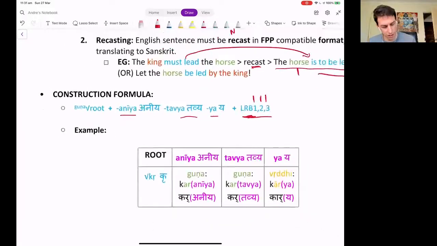So the only difference is you just put a guna of the root. If there's a vowel in the root, you just strengthen it to guna grade. That's the only difference. So you don't just say root plus aniya or tavya. You say root, strengthen, plus the endings.